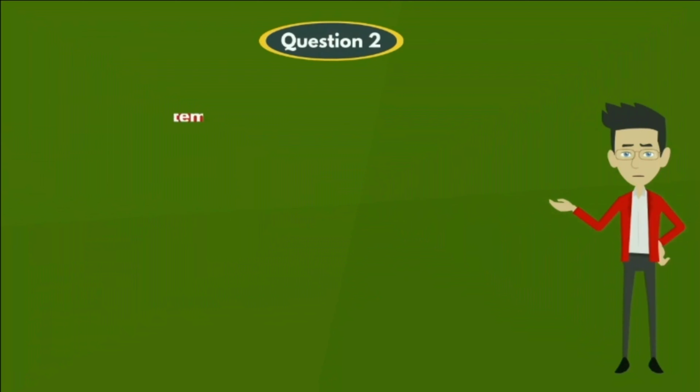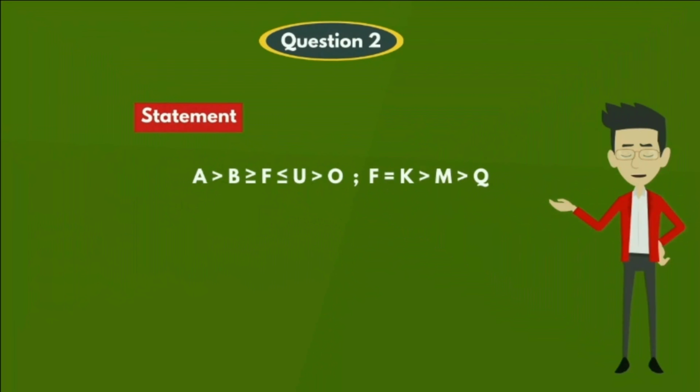Question number 2. Statements. A greater than B greater than or equal to F less than or equal to U greater than O. F equal to K greater than M greater than Q. Conclusions. Conclusion 1. A greater than Q. Conclusion 2. U greater than M.